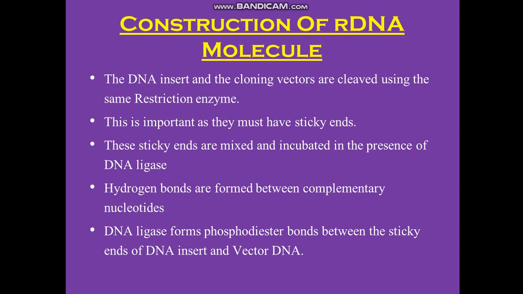A quick revision again. DNA insert and the cloning vector are cleaved using the same restriction enzyme. You know the reason why. This is important as they must have the sticky ends. Next, these sticky ends are mixed and incubated in the presence of DNA ligase. Then, hydrogen bonds are formed between complementary nucleotides of the sticky ends. Then, the DNA ligase forms the phosphodiester bond between the sticky ends of the DNA insert and vector DNA.